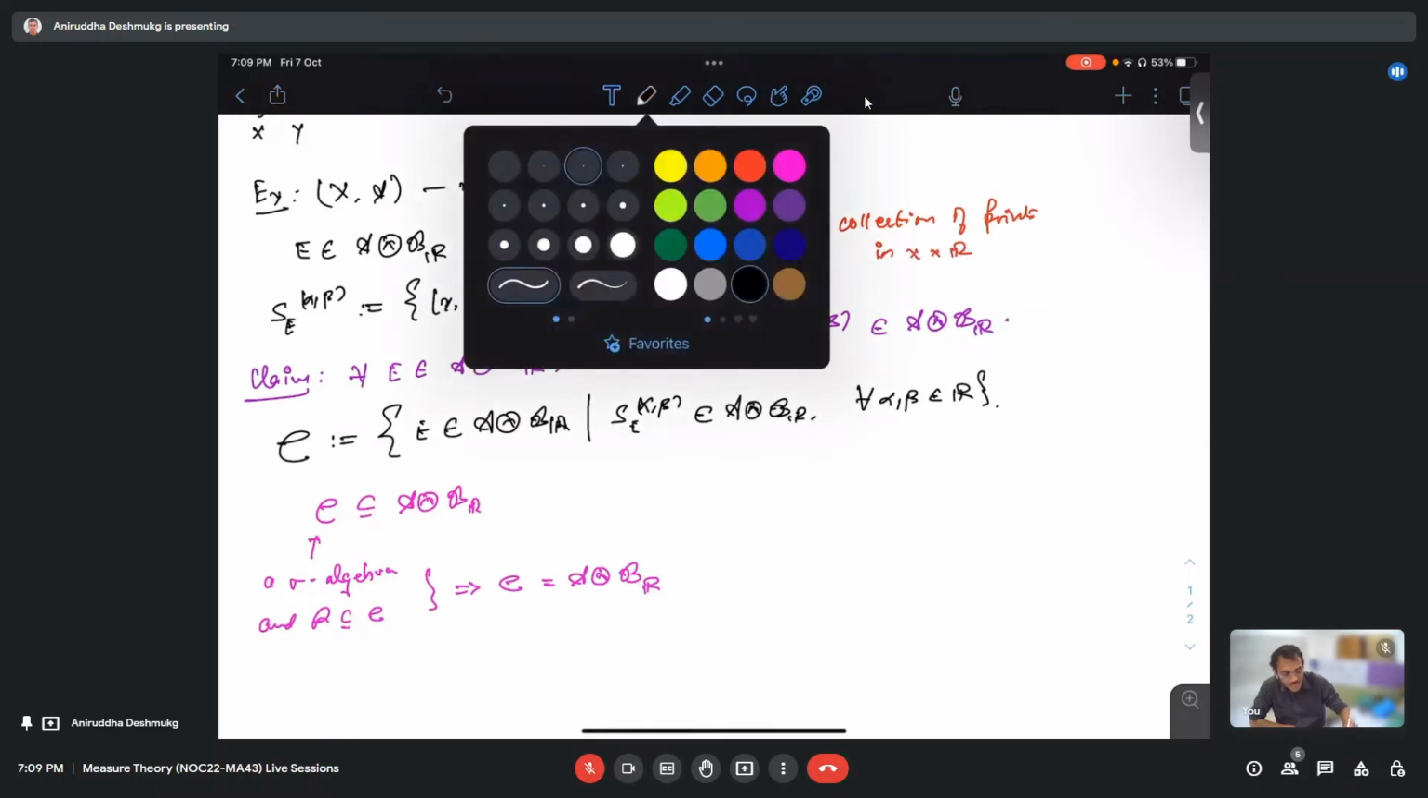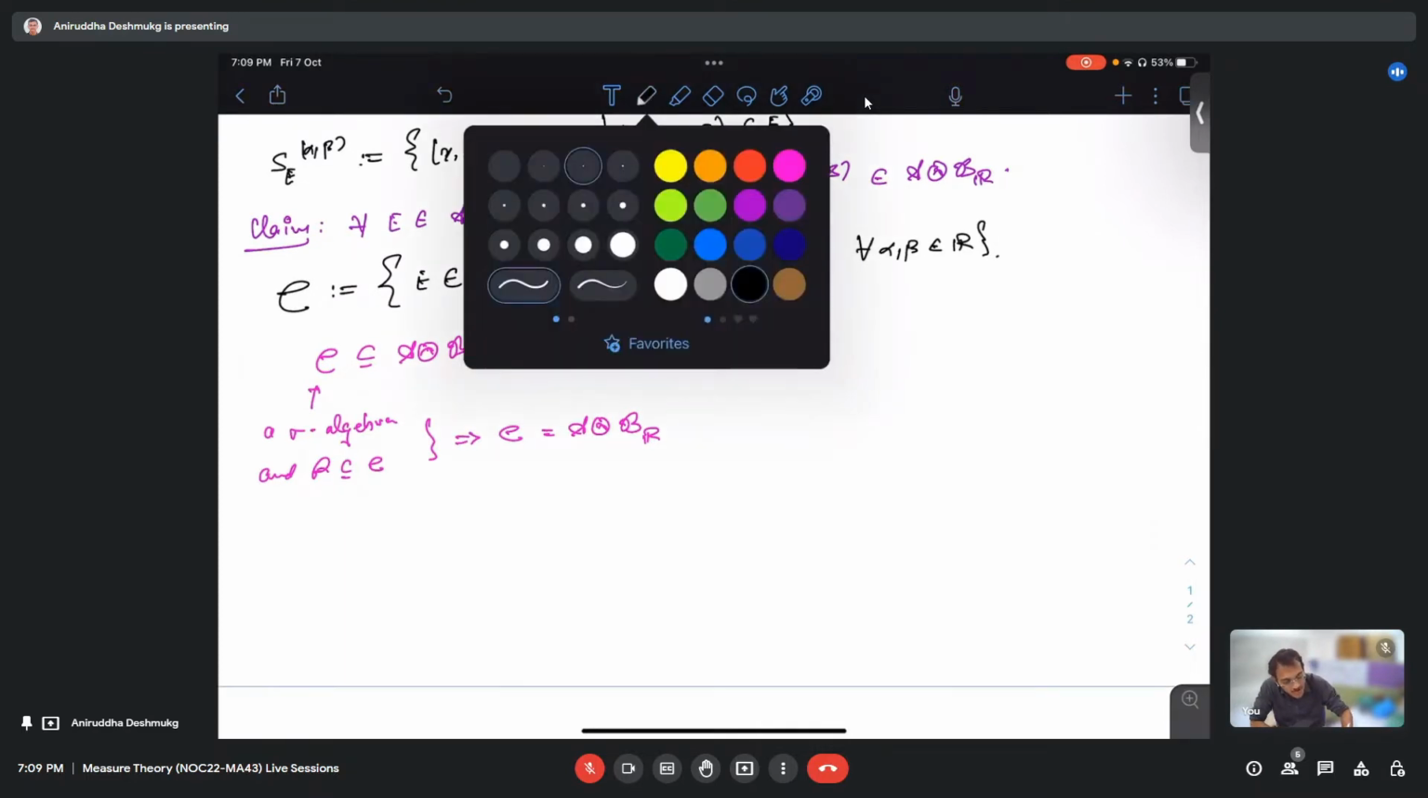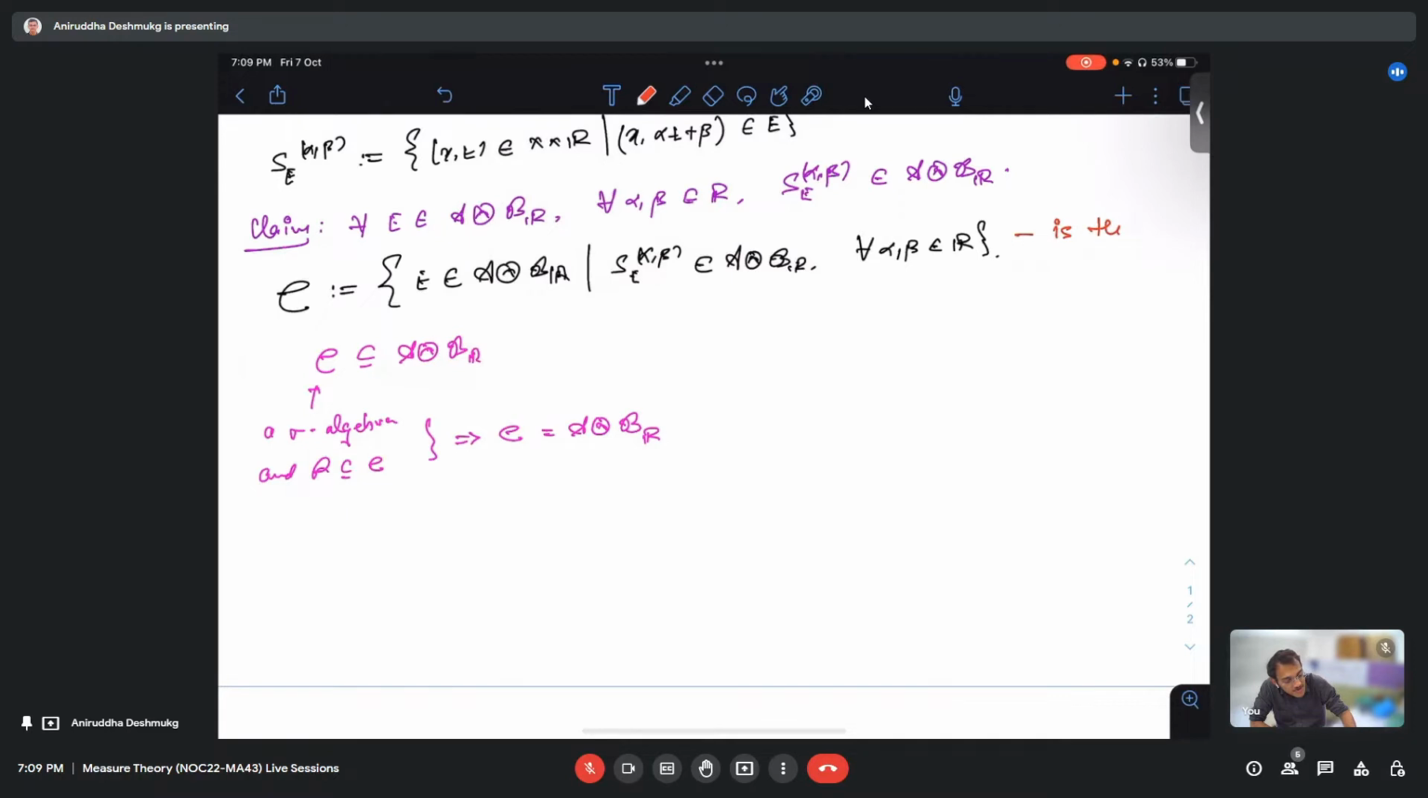So, the first question is whether this collection C is non-empty or not, right? So, is this non-empty? What do you think? Is it non-empty? C is non-empty. Why is it non-empty? Can you give me one element inside this? If we took alpha and beta to be both 0.